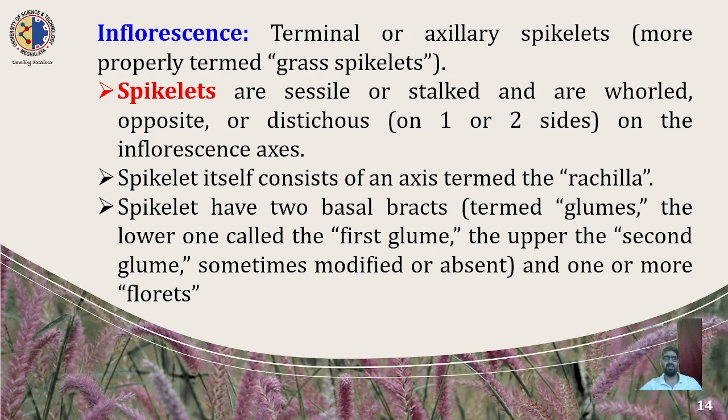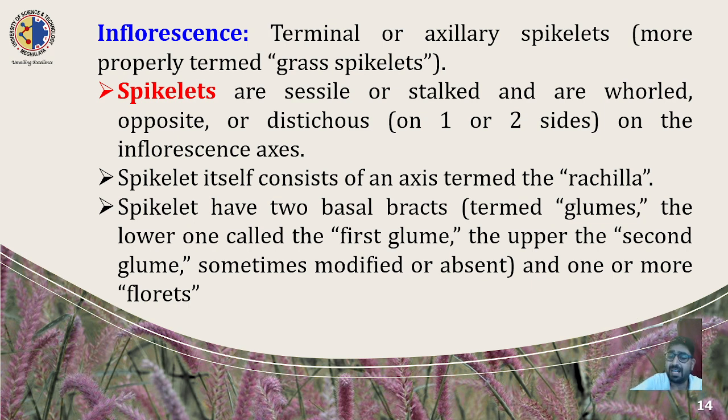Now, the inflorescence of this family. The inflorescence of Poaceae is spikelets, which are found in axillary or terminal position. These spikelets are sessile, meaning without stalk, without peduncle, and some have a peduncle. So stalked as well as sessile, and are whorled or opposite, again distichous in two rows only on the inflorescence axes. Sometimes you will find these consist of an axis called a rachilla.